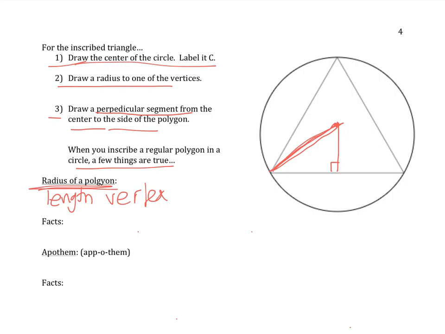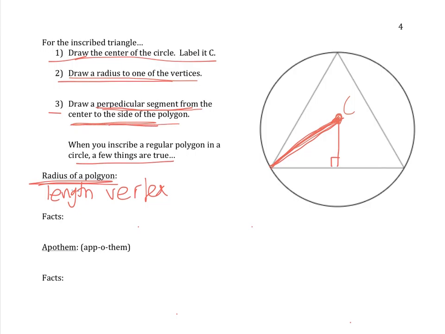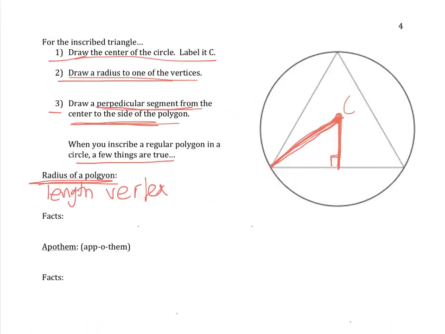Okay, so we're going to use this polygon inscribed in this circle. First, draw the center of the circle. So make a dot at what looks like the center and label it C. Draw a radius to one of the vertices. So I'm drawing this red line to one of the vertices. Then draw a perpendicular segment from the center to the side of the polygon. This is my perpendicular segment.